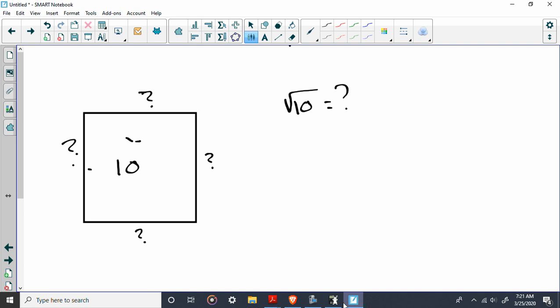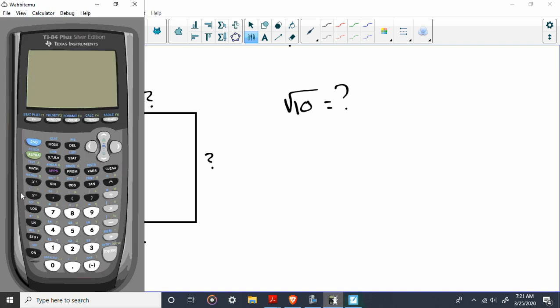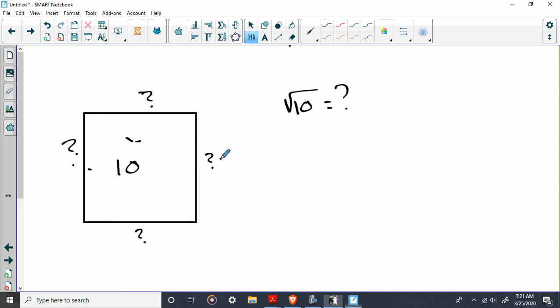So you go to your calculator and you say, where's the square root button? There it is, right there. It's second because it's blue. So square root of 10, and we say each side length is that. Now that is an irrational number if I've ever seen it. It's 3.162277766, and it's going to keep going and going. Now, is that true? Yes, it's true. Is that useful? Probably not.